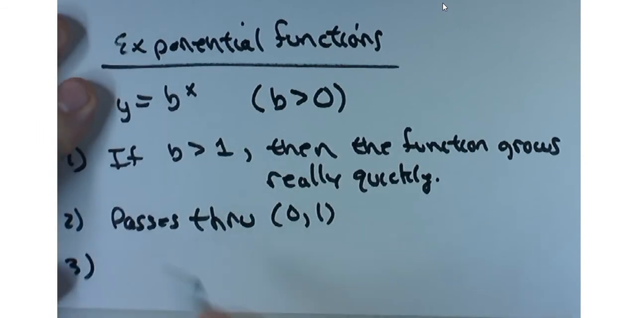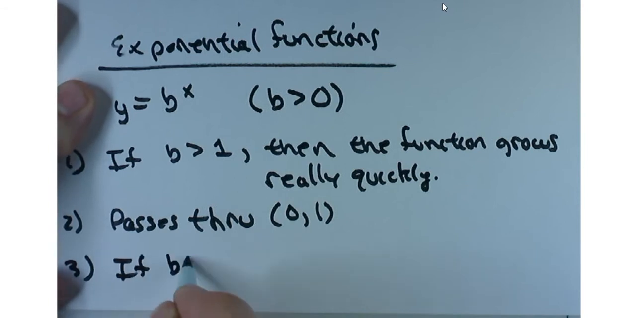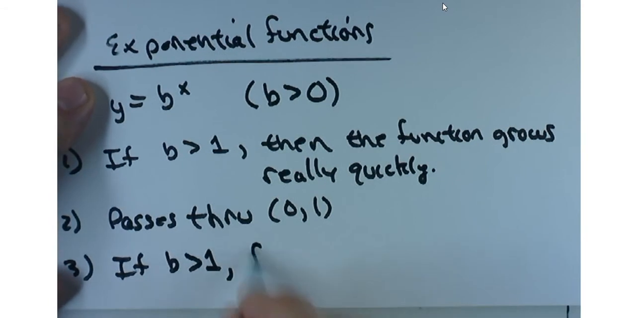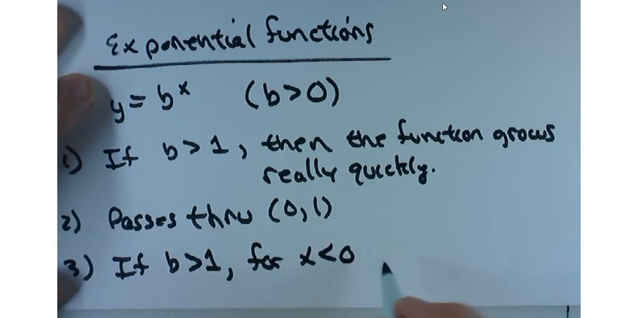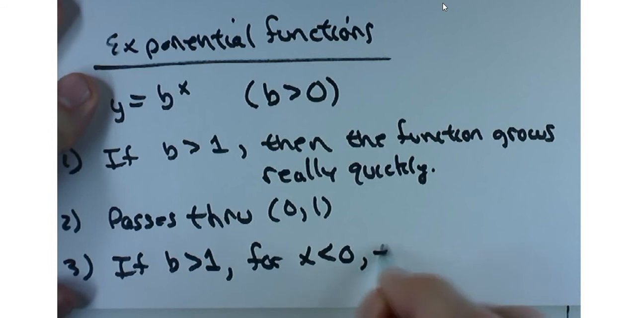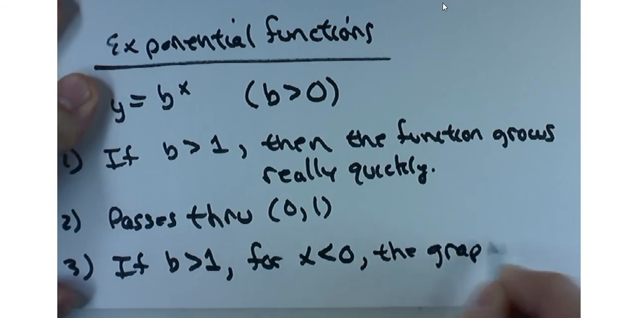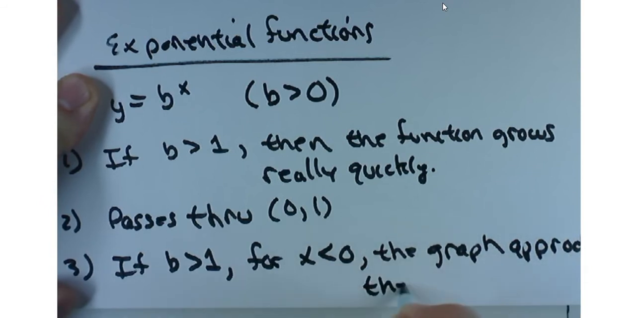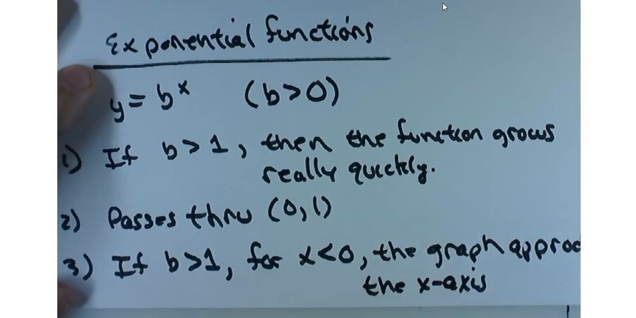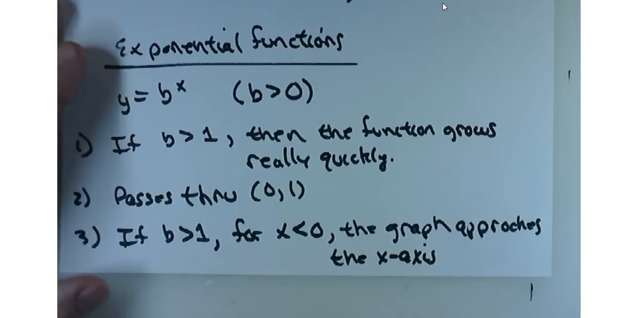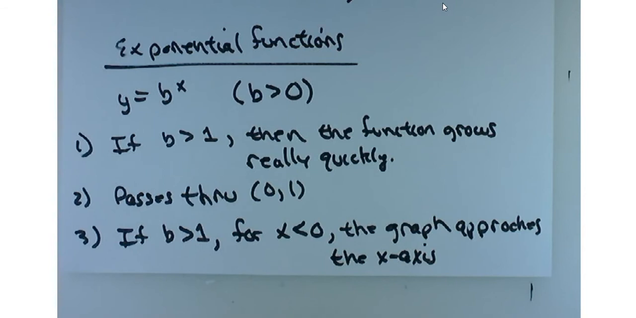And again, if b is greater than 1, then for x less than 0, so there's negative values of x, the graph approaches the x-axis. In other words, the line y equals 0 is a horizontal asymptote. It gets close to but never touches that line. I'll give you a second to copy this down, and then we'll take a look back at our graph of 2 to the x and see what that looks like.